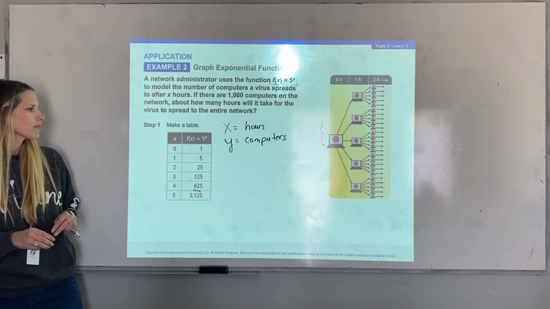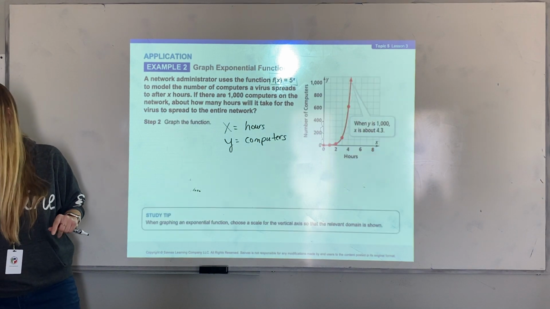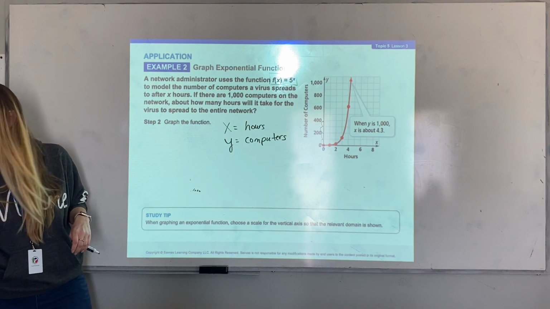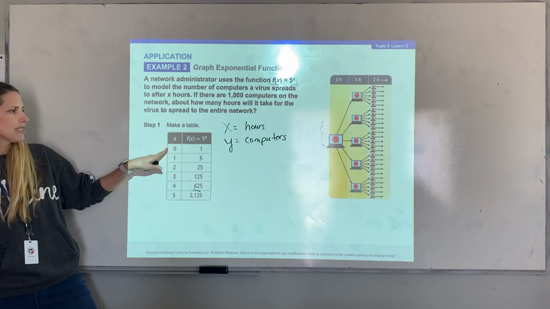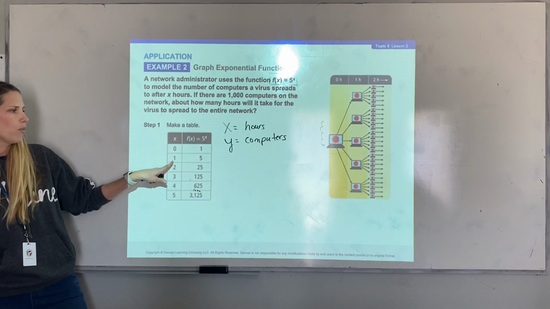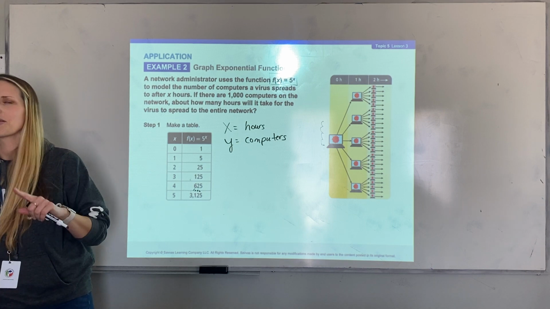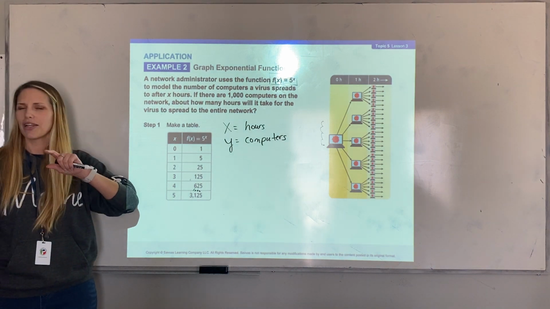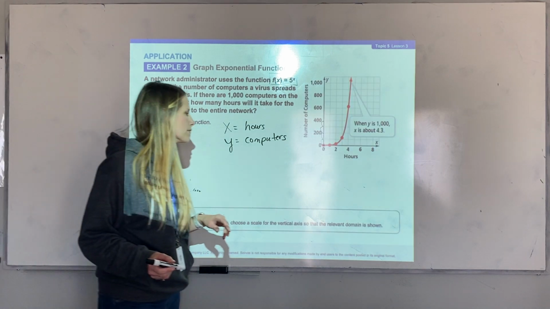1, 5. Then 2, 25. We did 0, 1, then 1, 5, then 2, comma, 25. So we see that point here.